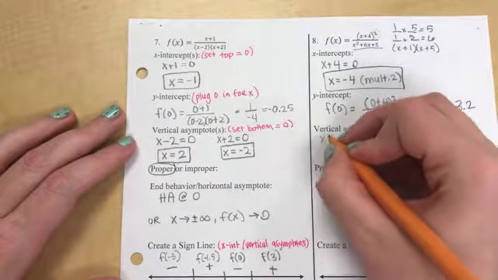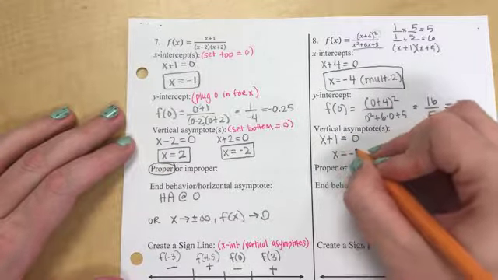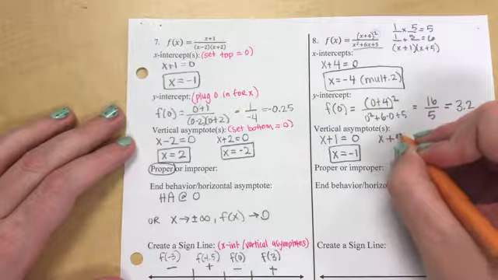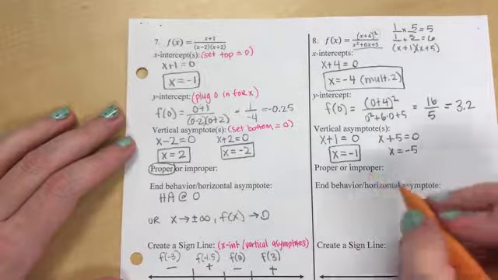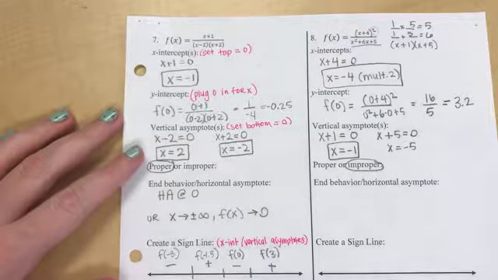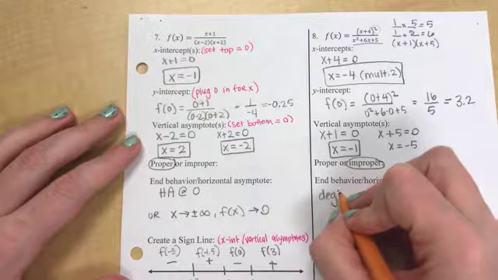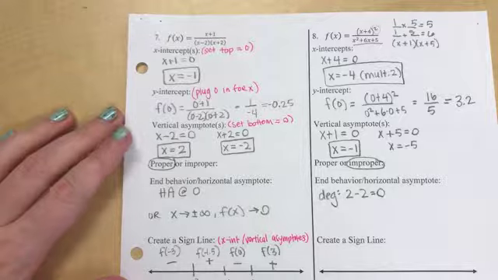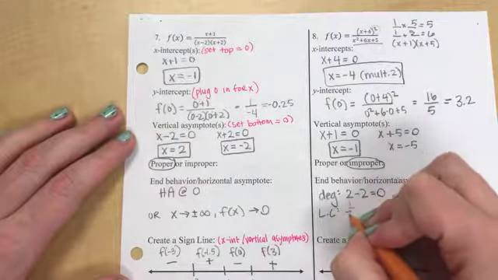So for my vertical asymptotes, I want to know where x plus 1 equals 0. Well, that happens when x equals negative 1. I want to know where x plus 5 equals 0. That happens when x equals negative 5. This is going to be improper because the degree on top is 2, and the degree on bottom is also 2. So to do the end behavior for degree, I go 2 minus 2 equals 0. So this is the case where I'm going to have a horizontal asymptote. My leading coefficient on top is a 1, on bottom is 1.